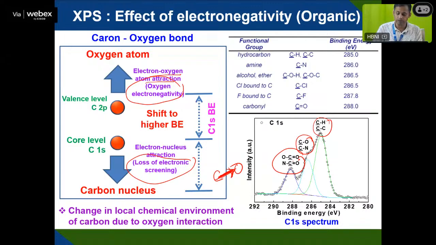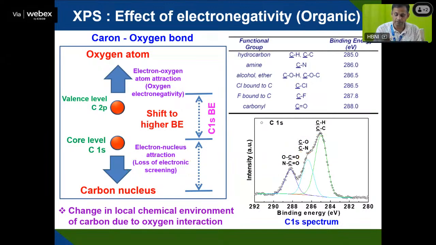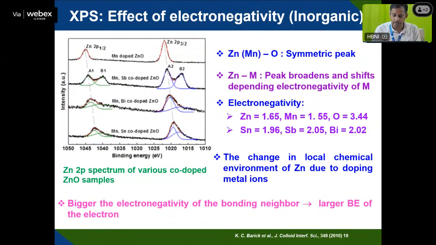You can see another example of an XPS study, an inorganic material: manganese-doped zinc oxide. This is a manganese-doped zinc oxide material on which antimony and bismuth were co-doped. Here you can see, when it is pure Zn, two peaks are available, 2p1/2 and 2p3/2, about 19.1 or 23 electron volt apart.